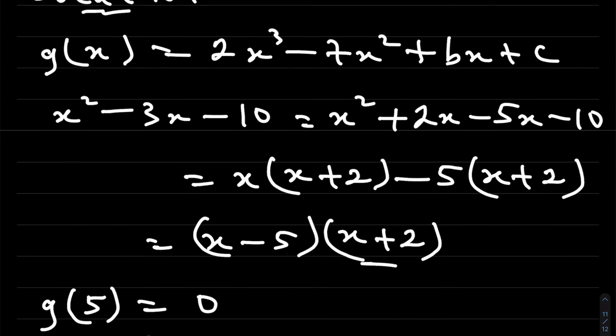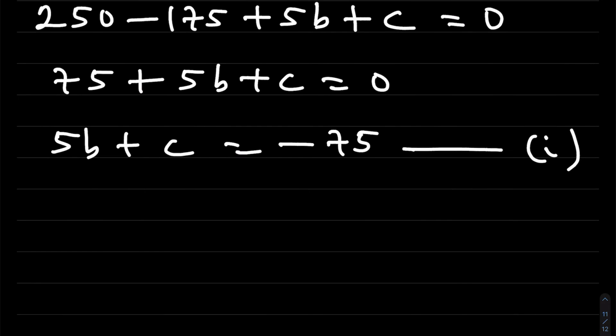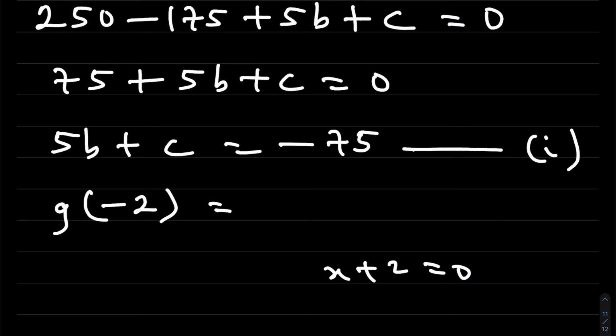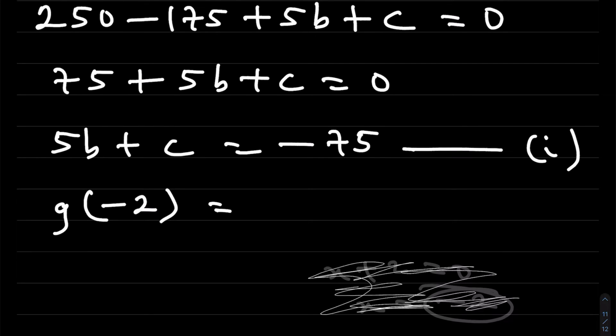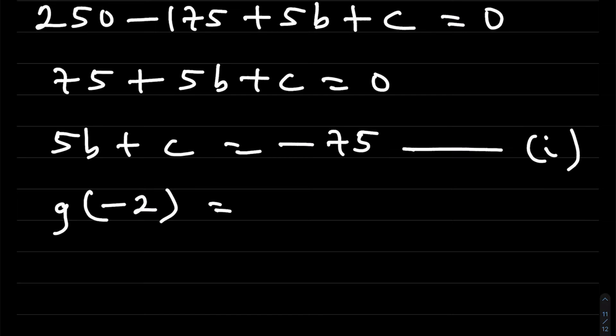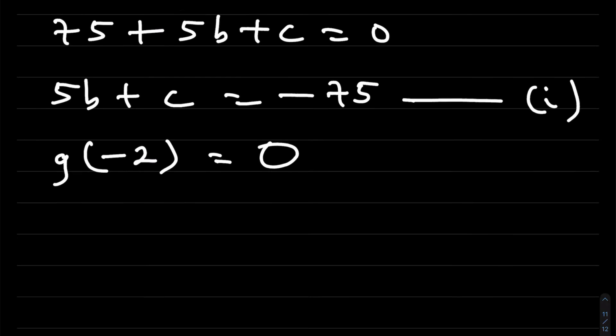Now, x plus 2 is also a factor of g of x. That means when g of x is divided by x plus 2, the remainder is 0. And by the remainder theorem, the remainder when g of x is divided by x plus 2 is g of minus 2. How do we get that? Just say x plus 2 equals 0 and x equals minus 2. So the remainder is going to be g of minus 2 when g of x is divided by x plus 2. So the remainder is 0 because x plus 2 is a factor.